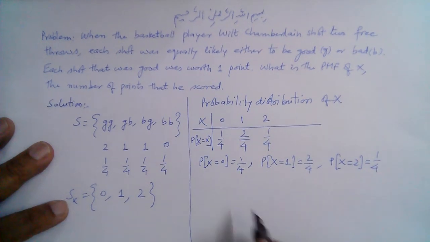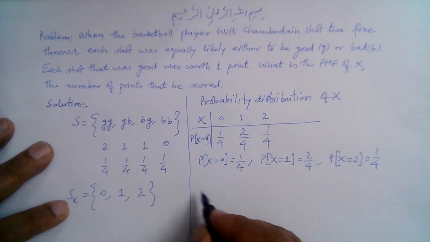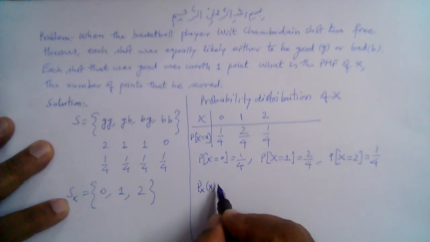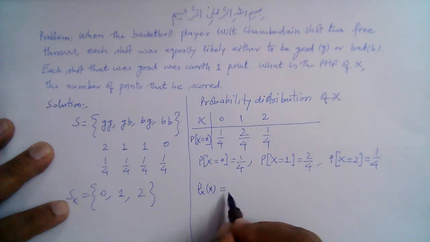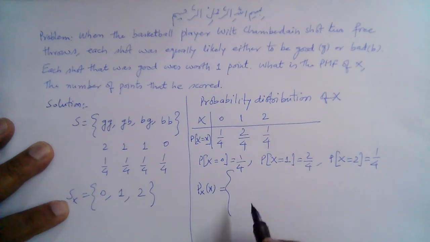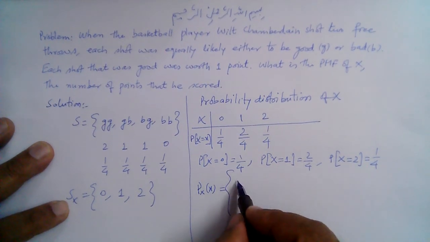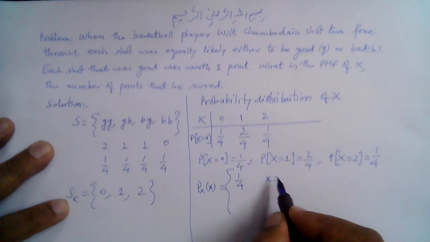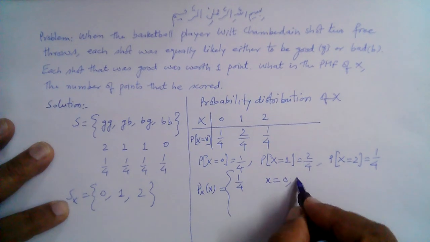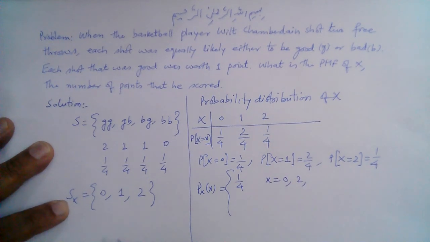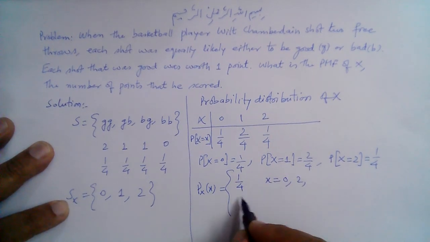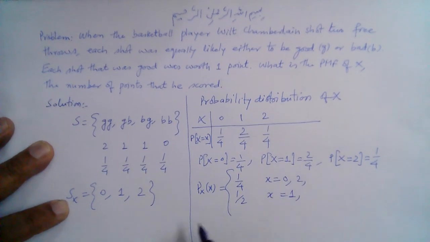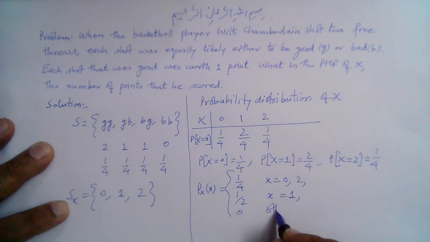So the PMF can also be written like this. This is 1 over 4 when X is equal to 0 or 2, and this is 1 over 2 when X is equal to 1, and this is 0 otherwise.